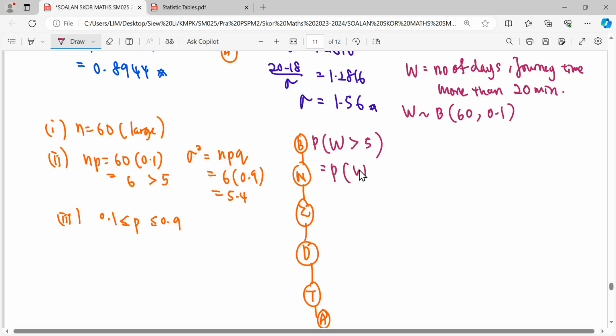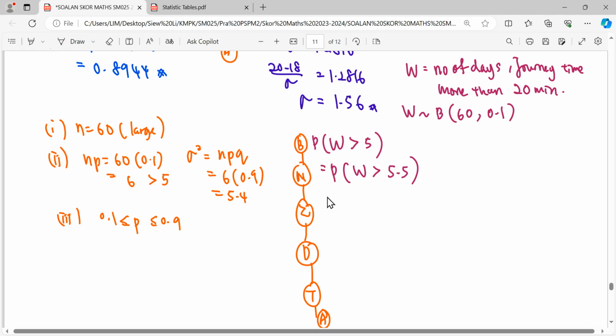From binomial, which is a discrete random variable, changing to normal needs a continuity correction, CC. So either you can minus 0.5 or plus 0.5. If you're more than 5, your CC can be at once more than 5.5. So we can't take this one, 4.5. When W is more than 4.5, indirectly it means the number 5 is already included, but the question here doesn't include the number 5. So therefore we start at more than 5.5.